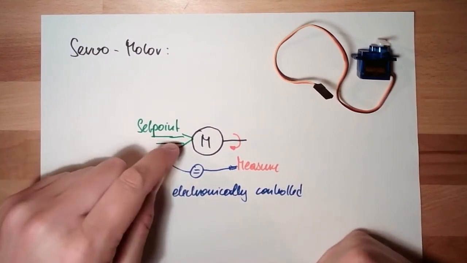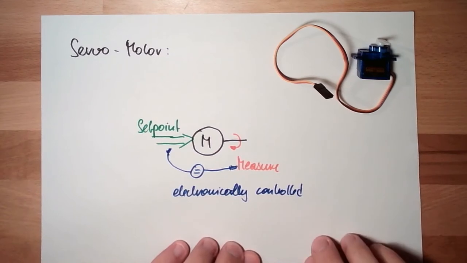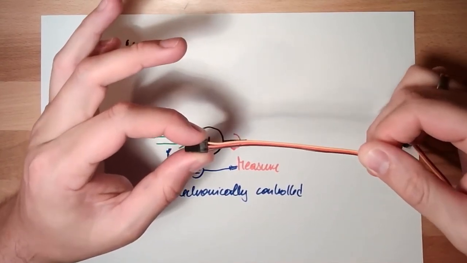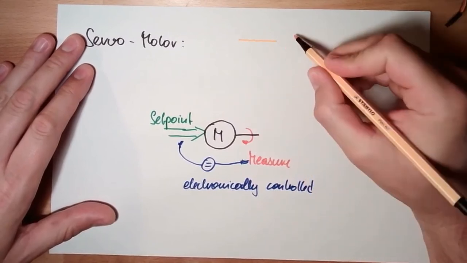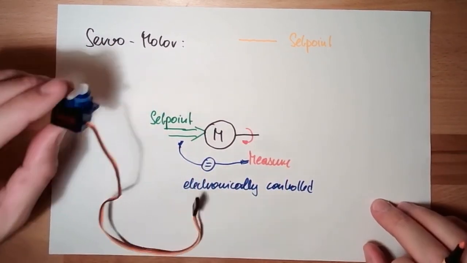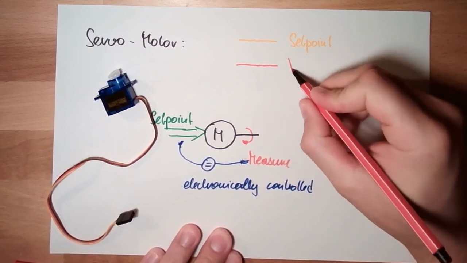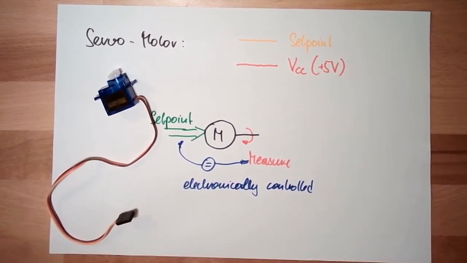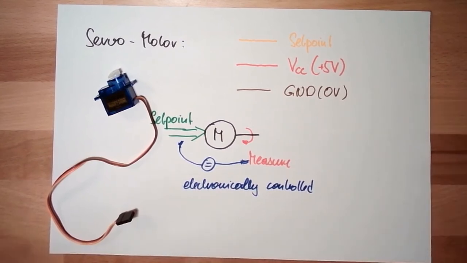So this set point here comes in a very easy way, let's say. It's not too complicated. You see, we have got three lines. There's an orange one, a red one, and a brown one. The orange one is the set point. This is only valid for this servo motor, not for others. The red one is the power supply, plus 5 volts we're using. And the brown one is ground, 0 volt.